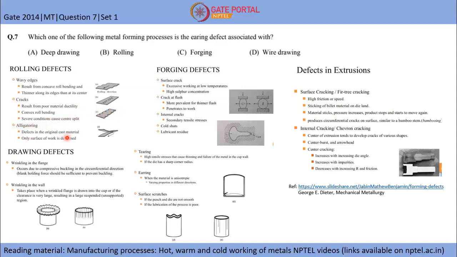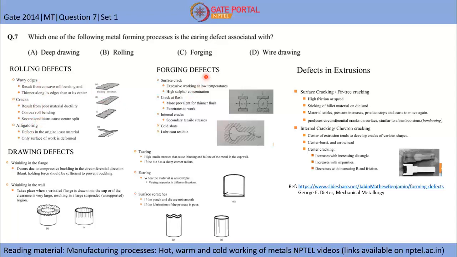One of the most important defects in rolling, which can be asked in further GATE exams, is alligatoring. Let's say I have a thick sheet and I am passing it through the rolls. Only the surface of the work is deformed and the bulk of the workpiece is not deformed, which leads to the opening of that workpiece, resembling an alligator opening its mouth. Hence this defect is known as alligatoring. So these are the kinds of defects usually encountered in rolling.